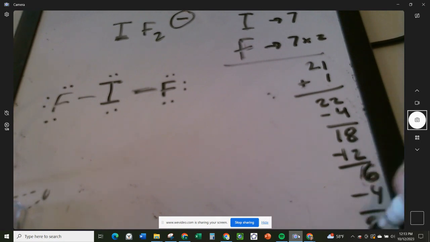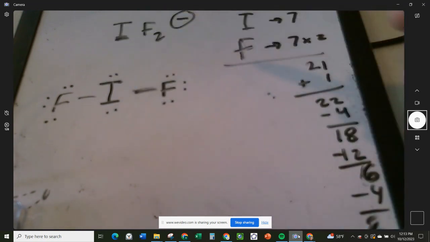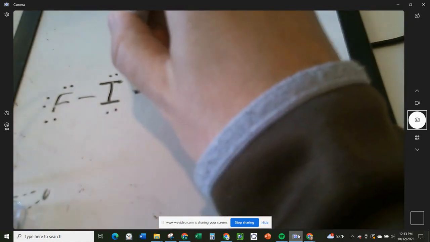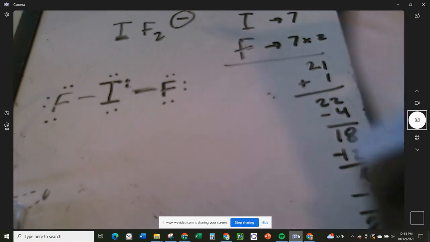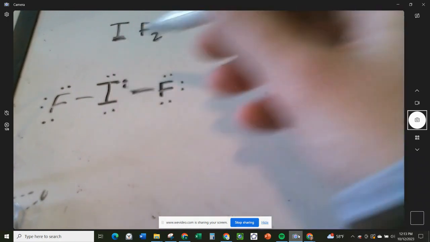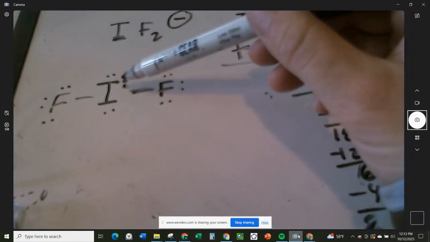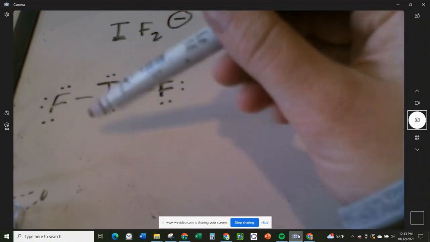So this is kind of a weird one because the fluorines have 8, the iodine has 8. Well, what we can do is put more lone pairs on the central atom. So I'm going to put this extra 2 electrons as a lone pair on the central atom. Now I've shown all of my valence electrons. This is kind of uncomfortable because we've been talking about the octet rule and all of a sudden we put extra electrons on iodine. So we've got 2, 4, 6, 8, 10. Now iodine has 10 electrons.